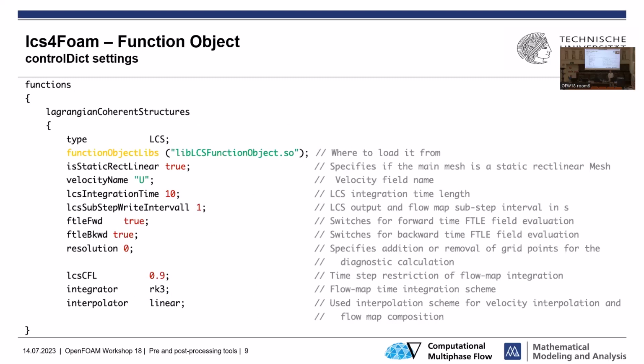So you can specify this function object like any other in your controlDict, and you have to specify the velocity name. And here, the interesting thing is the integration time, because the integration time says how long you will integrate or track those particles through your flow field, because that determines the time span your LCS will be evaluated through.